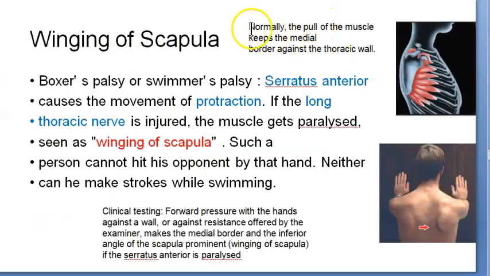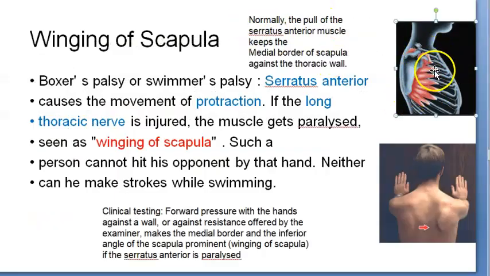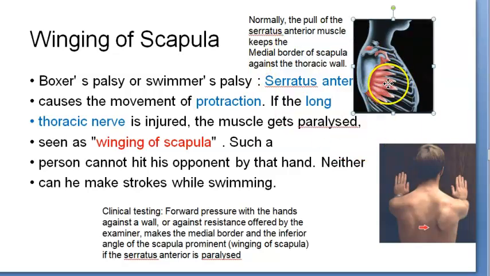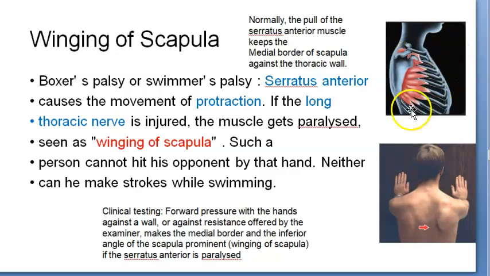So the first thing you will tell is, look at this diagram here. This is the normal thing. They've shown the serratus anterior. Do you know this is the serratus anterior muscle? What it does is it will help in keeping this medial border of the scapula in line with the thoracic cage. So it will not protrude. But in this guy, you can see that it is protruding. Why? Because serratus anterior is not able to pull that medial border of the scapula. So it has become winging of scapula.